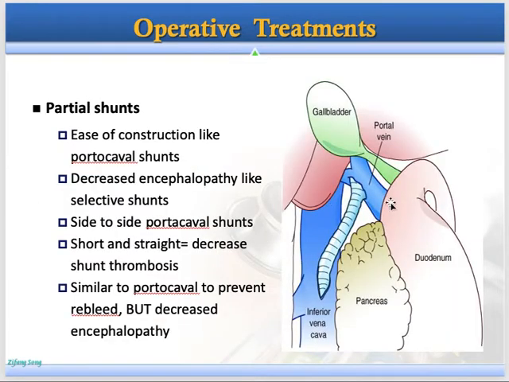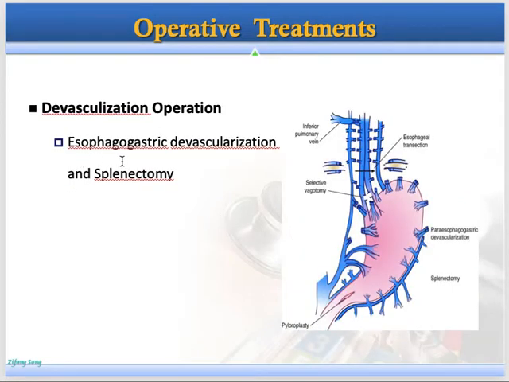And these are the partial shunts you can see over here, in which the portal vein is shunted towards the inferior vena cava. Okay, and again, this is the devascularization operation or surgery. It is esophagogastric devascularization. So they just divide the vessels, right? Transect the vessels, and what they do is a splenectomy.